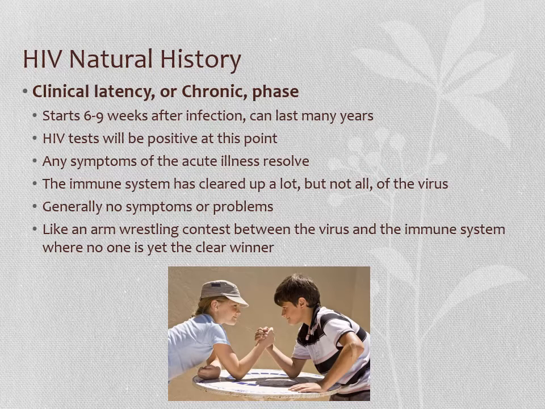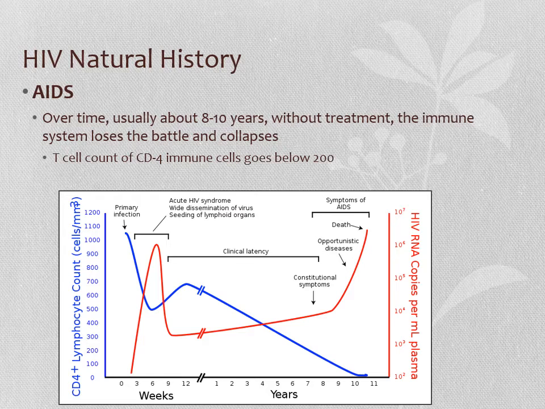So what's happening at this point in the body is it's kind of like an arm wrestling contest between your immune system and the virus. And there's no clear winner, right? They're each kind of keeping the other in check, so they're locked in this epic battle. And this lasts for years. Eventually, however, in about 8 to 10 years, without treatment, so natural history, the immune system loses this arm wrestling contest and it collapses.